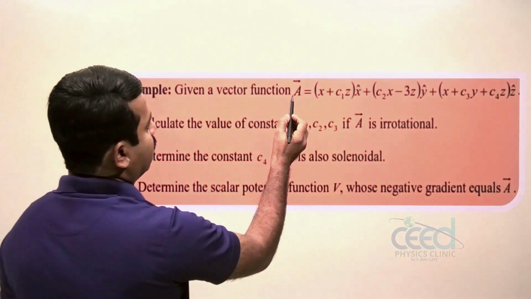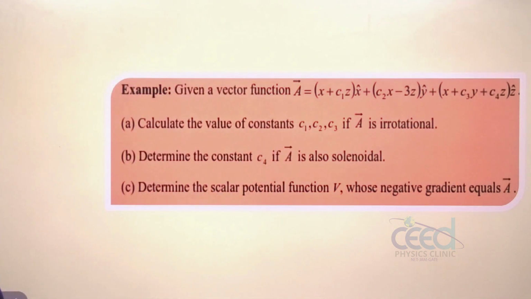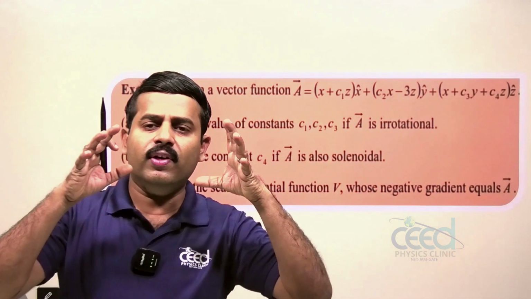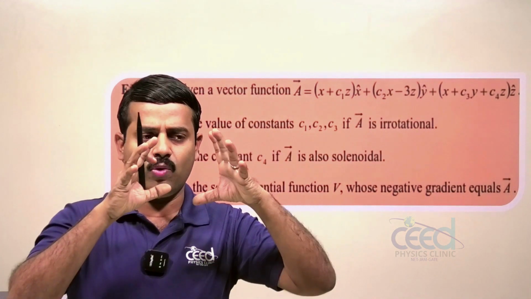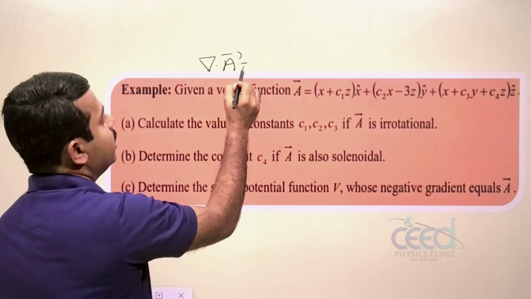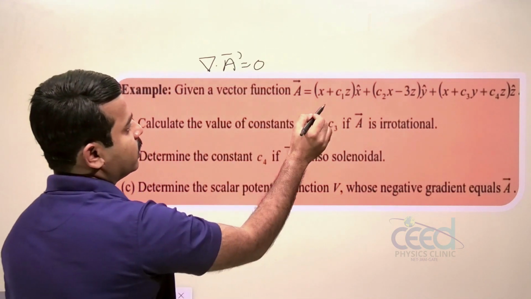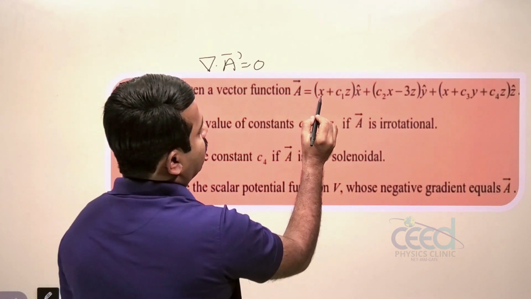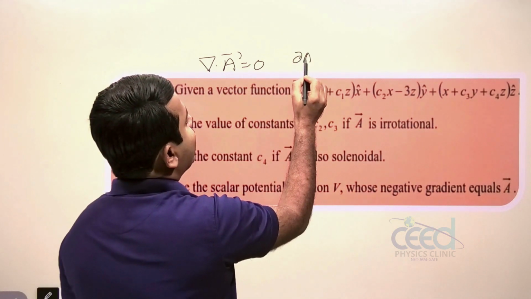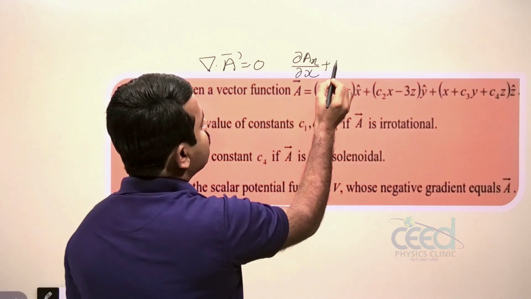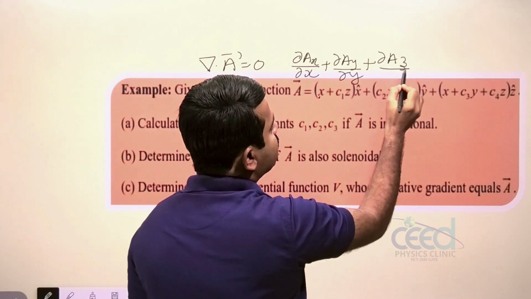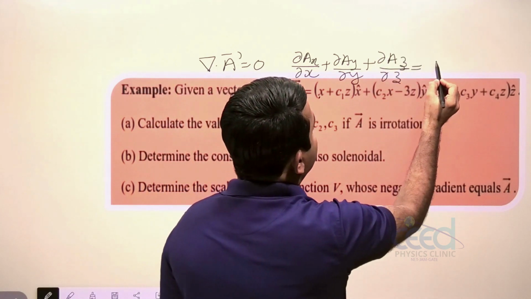So solenoidal means div A is equal to 0. What is the solenoidal condition? Solenoidal means divergence is 0, that means the quantity is not diverging. Now look here. Divergence of this is 0. What is the divergence equation we studied? Dou Ax by dou x plus dou Ay by dou y plus dou Az by dou z, that is equal to 0.